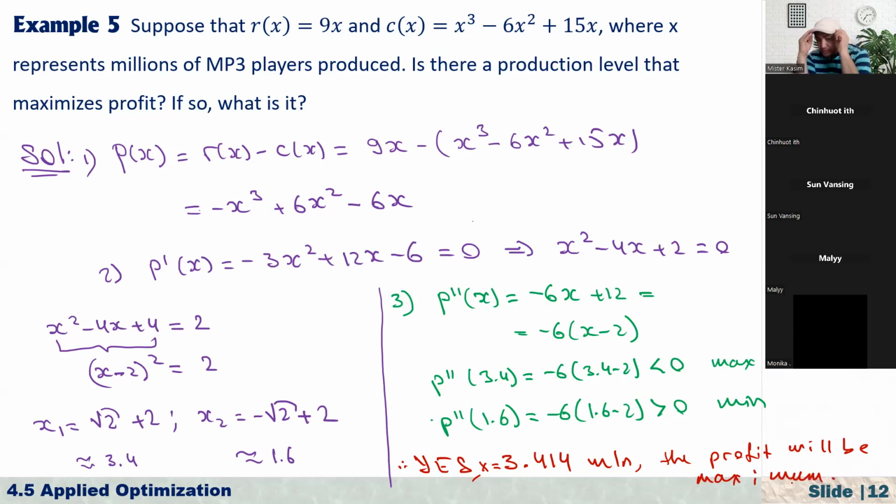Anyway, our answer to this question is yes, we have a production level that maximizes the profit. It is when the company produces 3.414 million pieces of MP3 players. Then they can have the maximum profit. And how about the minimum profit? Minimum profit is if they produce 1.6 million. At that point they have minimum profit. That means that between 1.6 and 3.4, as they produce more and more, and we can see that on the graph, the profit increases.